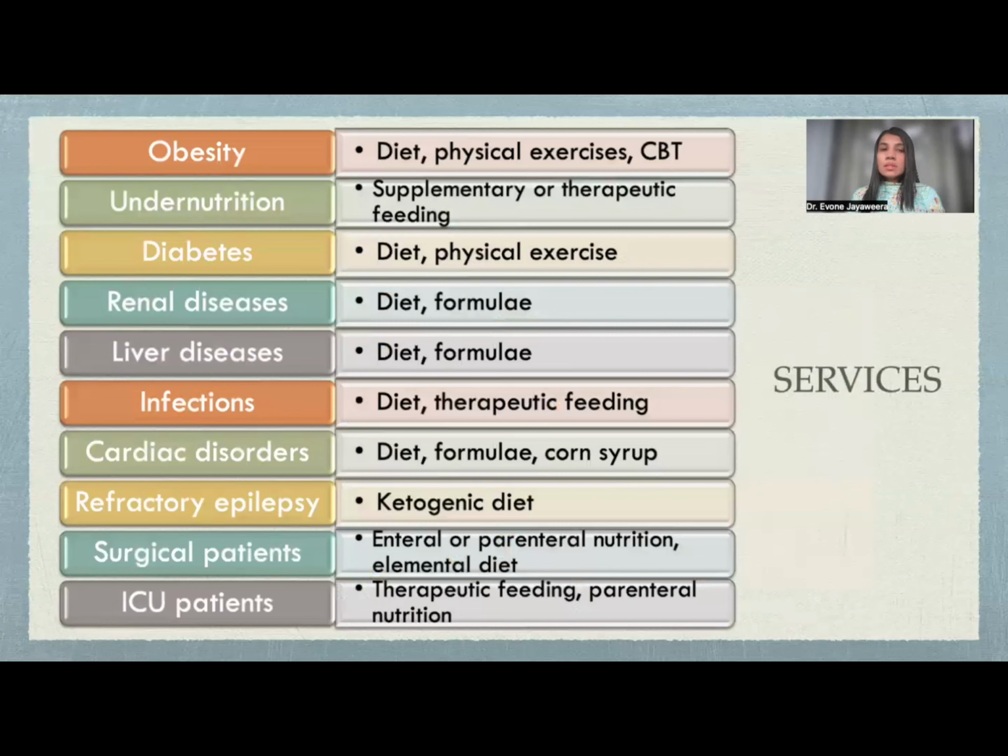Then these are the services that we provide, and we do handle obesity, malnutrition, various micronutrient deficiencies, diabetes, renal disease nutrition, liver disease nutrition. We do have liver transplant and renal transplant patients. They do need very sound nutritional care, and infection patients like HIV, TB, then cardiac patients, refractory epileptic patients and IBD patients, then surgical patients who need nutrition in the ERAS protocol, and also ICU patients.